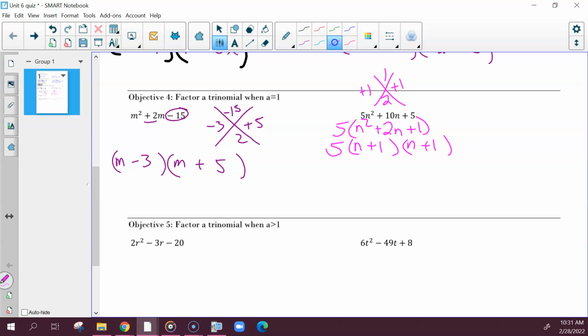Now, if you did not see that it had a GCF, then you would be doing something like objective 5, which is fine. So we would take 5 and 5 and multiply them together. And now we're looking for two numbers that multiply to be 25, but add to be 10. What two numbers would work?